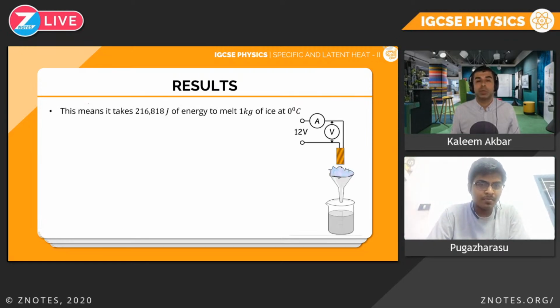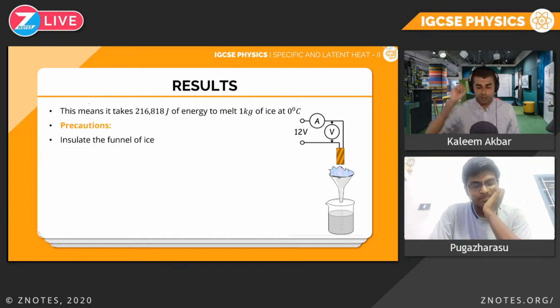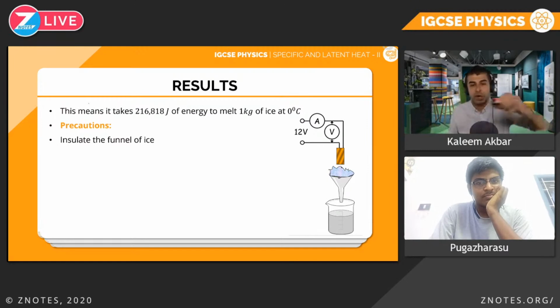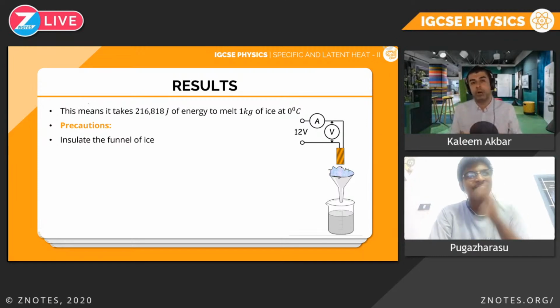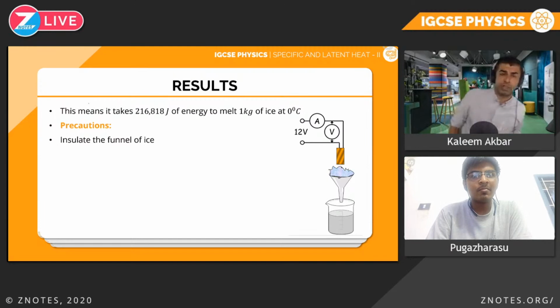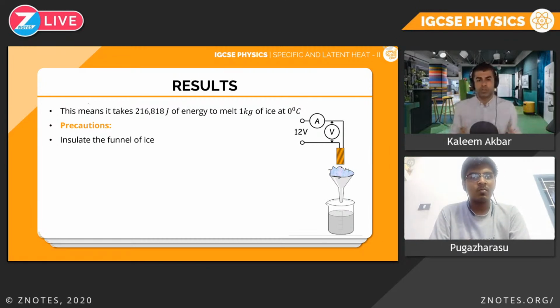So let's look at some precautions. Insulate the funnel of ice. Why? Common exam mistake. Students are so used to saying this to stop heat being lost to the surroundings. When is the last time you bought yourself an ice cream and stuck your hand on it and went, that feels so hot? Never was the answer. So please make sure, because it's such a common exam question, that we say to stop energy being lost to the surroundings. Ice doesn't lose energy to the surroundings, it gains it. Now, obviously there's a caveat with that if you're assuming a normal room, because the normal room will be hotter than the ice.